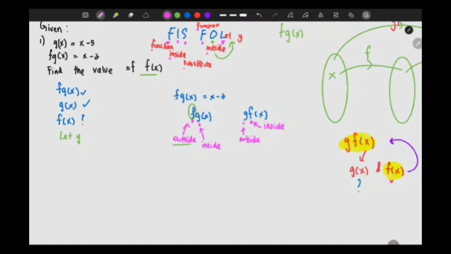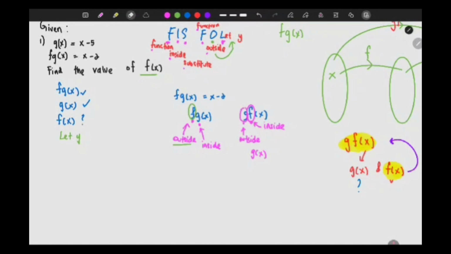Okay? So if outside you let Y, the G is outside. Let's just say you want to find the GX. The G is outside, right? So you let Y. If let's say you want to find the F, which is the FX, F is inside, you substitute. So later I have more questions, so we will do one by one and you understand it more better. You just have to watch it very carefully.